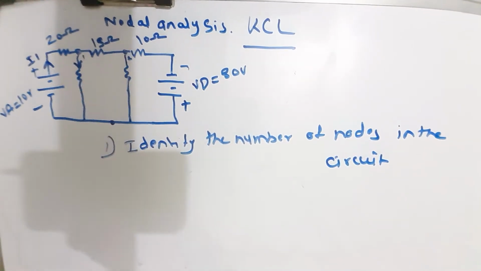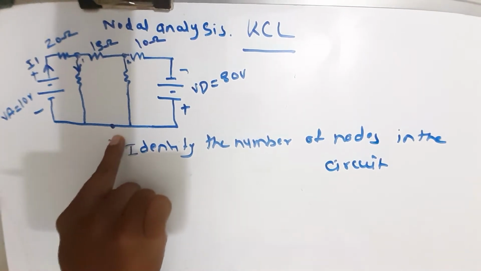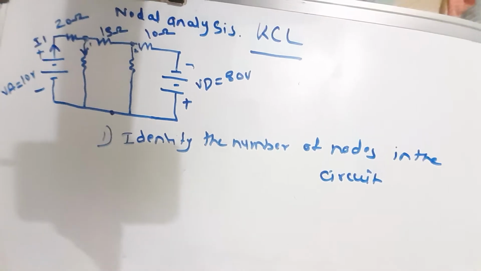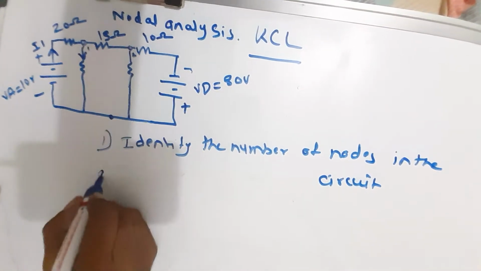So I will write this one as the first node and the second node. And this will be what? The third node. This is the ground node. The voltage of the ground node will be what? That should be 0. Then after finding the nodes, the second point is what?